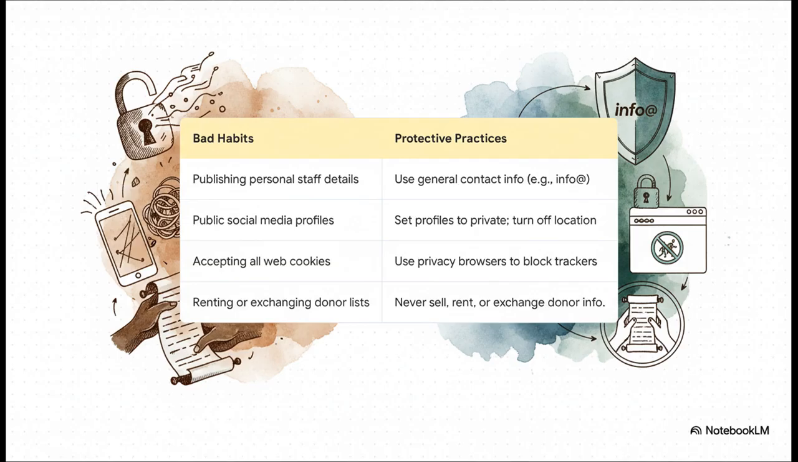Instead of putting personal staff emails on your website, switch to a general inbox like info@yourorg.org. Instead of public social media, lock those profiles down and turn off location tagging. Instead of just clicking accept all cookies, use tools that block trackers for you. And the really big one, stop renting or exchanging donor lists. Just stop. That information was a gift of trust, period.